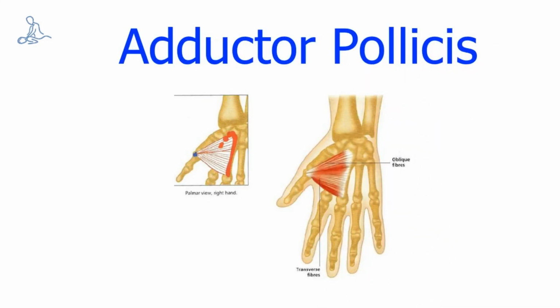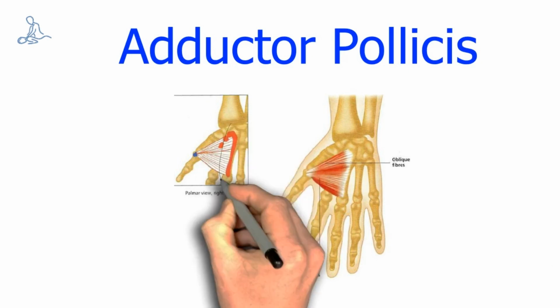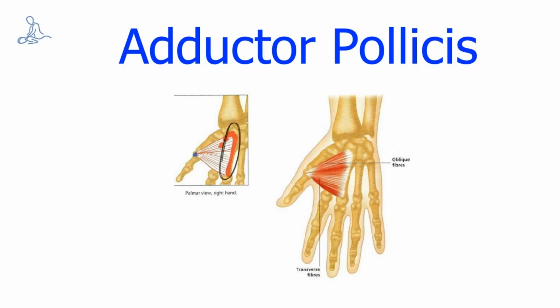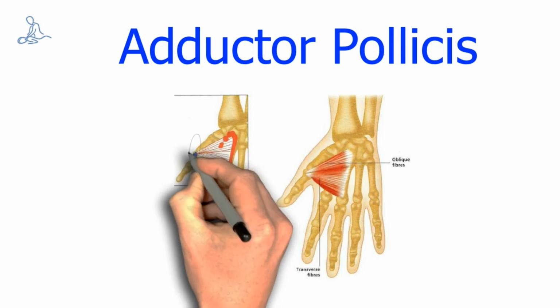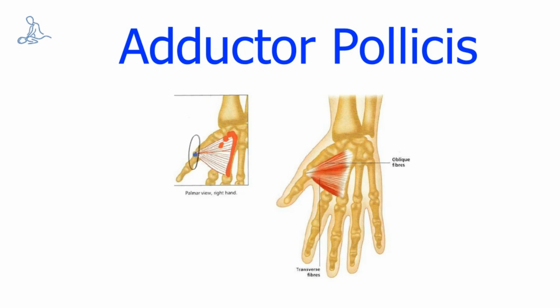Adductor Pollicis. The origin of the Adductor Pollicis is the second and third metacarpals and carpal bones. The insertion of the Adductor Pollicis is anterior proximal phalanx of the thumb. The action of the Adductor Pollicis is to adduct the thumb. Adductor Pollicis.